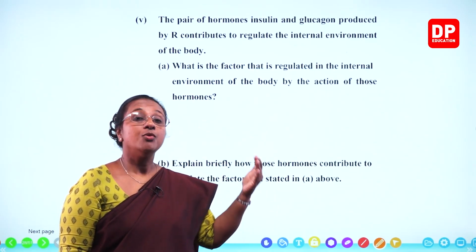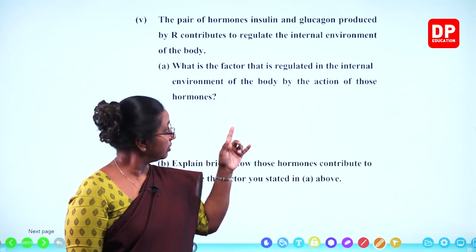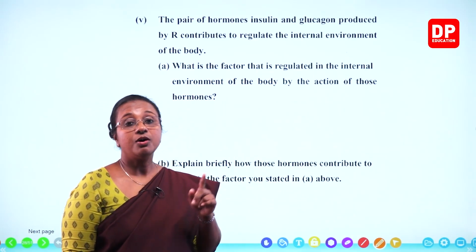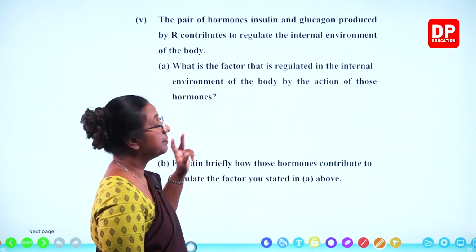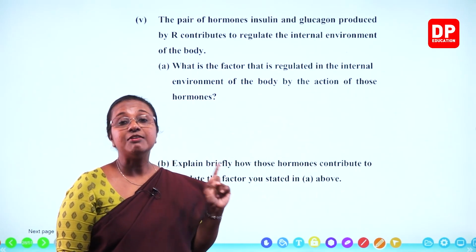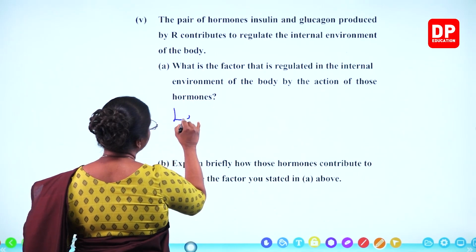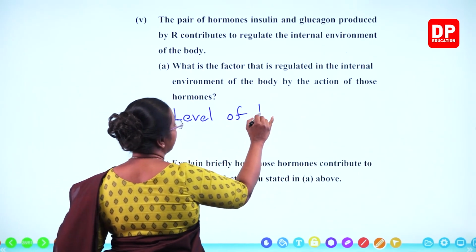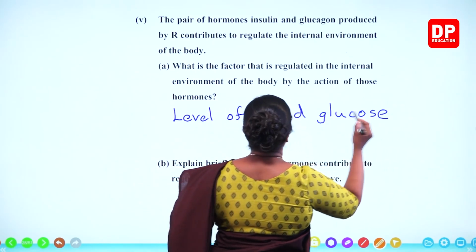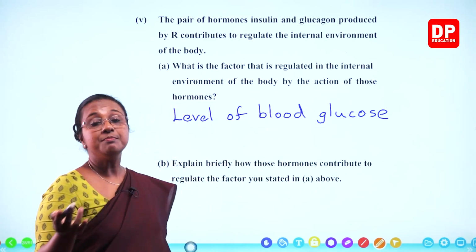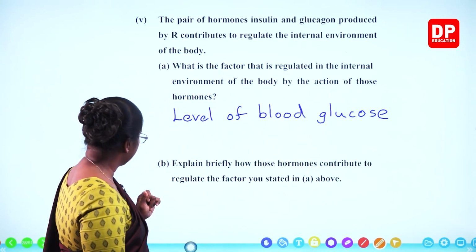Glucagon, on the other hand, when the amount of glucose in blood is less than the normal value, converts the fat or the glycogen into glucose. So both of them are involved in regulating the level of blood glucose. So here they have asked for the factor. If we write it as level of blood glucose, that is the answer. Because here the regulation is already mentioned, we don't have to write that. Level of blood glucose.